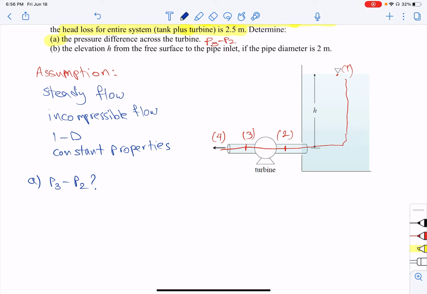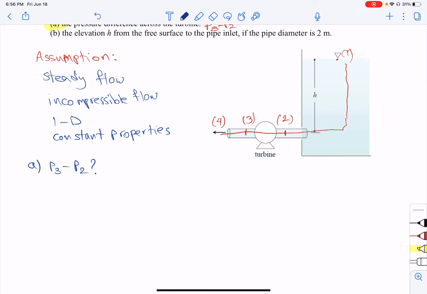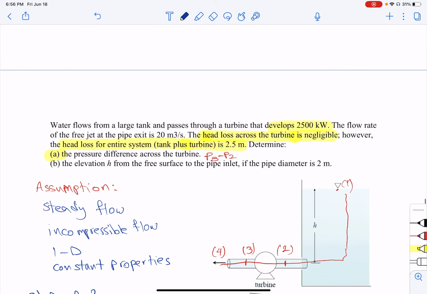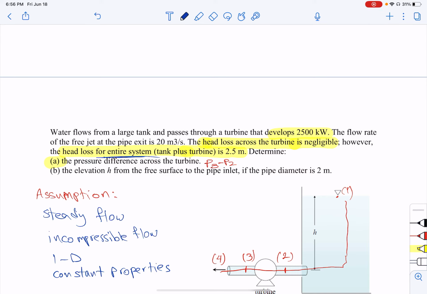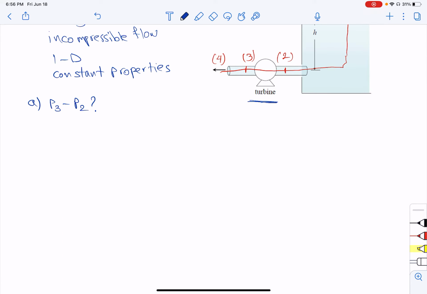Again, pause the video and ask this question: can you use the Bernoulli equation? If yes, why? If no, why? Then try to solve it and compare your answer with my answer. We cannot use the Bernoulli equation because we have a turbine here and we have loss through the system. So we need to use conservation of energy.